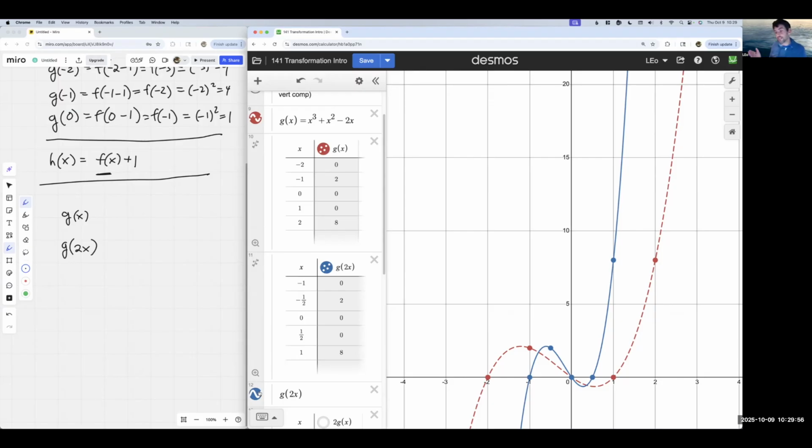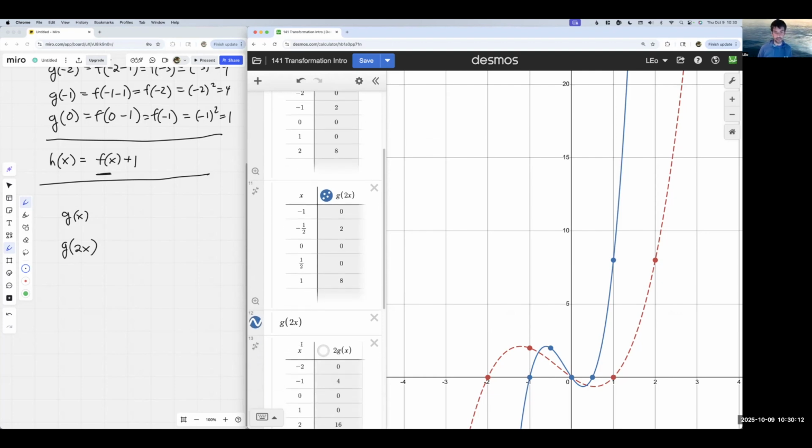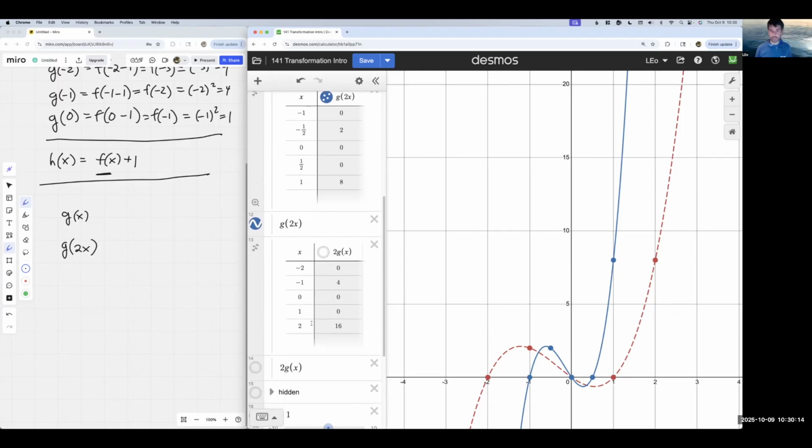We don't have to wait until we get to the number 2 to get the output for 2. We get to the number 1, it gets turned into a 2, and we get the output for 2. So we get it sooner. And so our whole graph gets squished in, right? We say compressed horizontally. Okay, let's do one more example with this function.